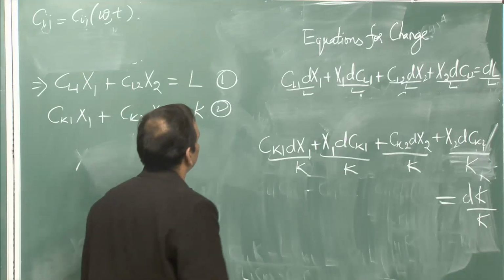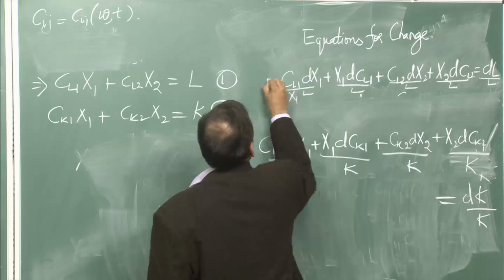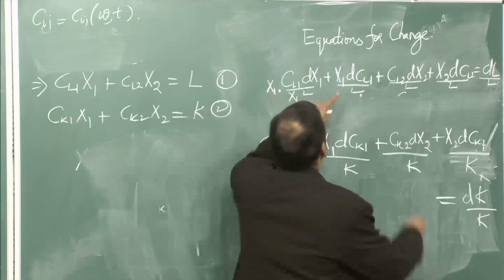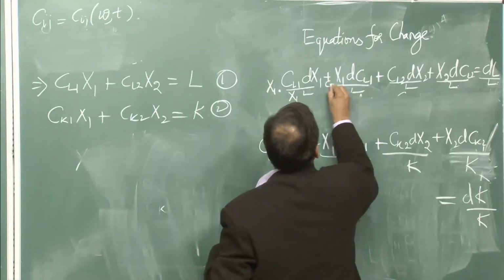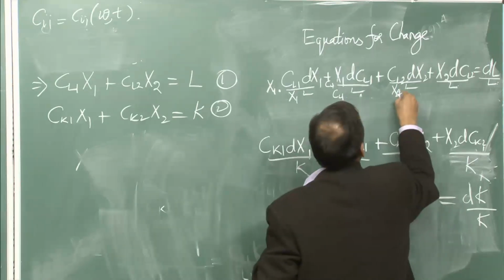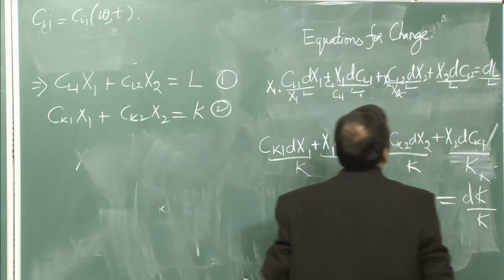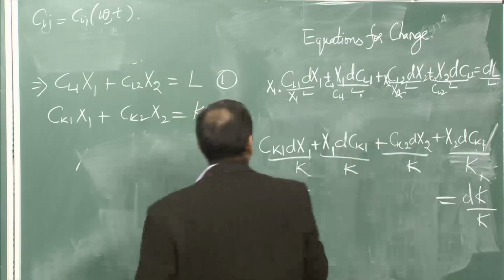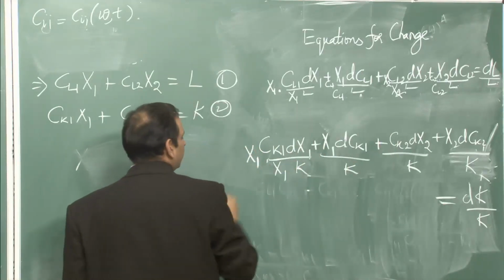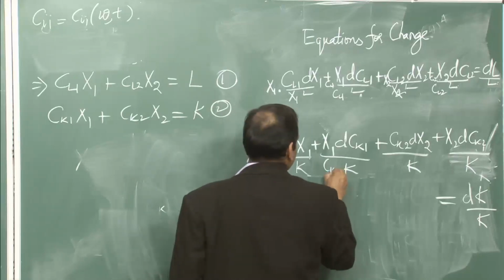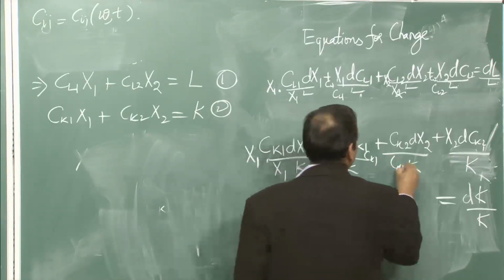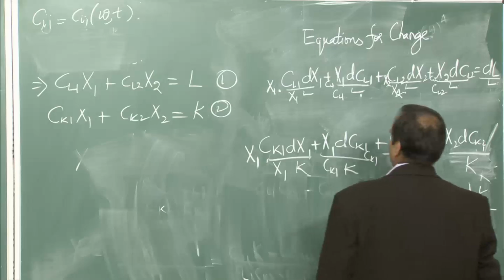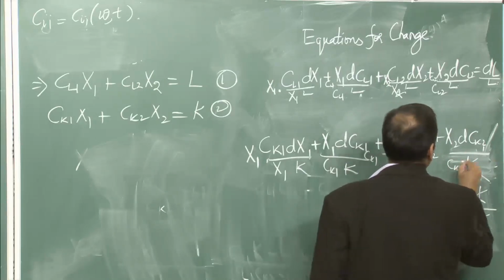Further, multiply and divide this term by x1, this term by Cl1, this term by x2, this by Cl2. In the second equation, multiply and divide this term by x1, Ck1, then x2, Ck2.